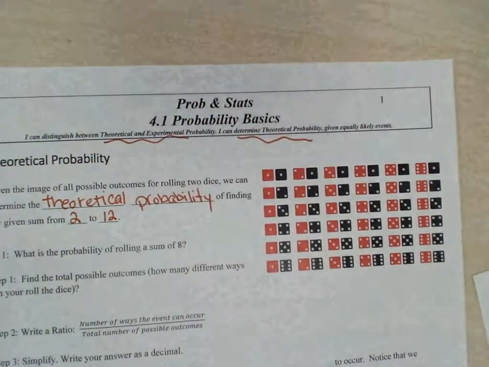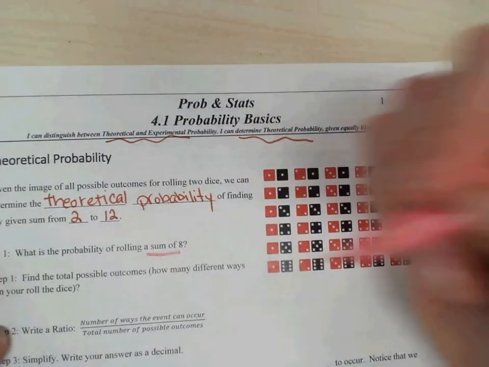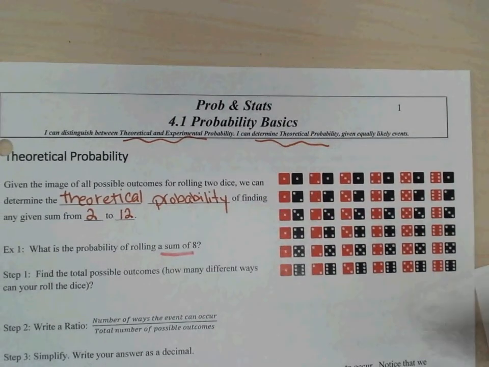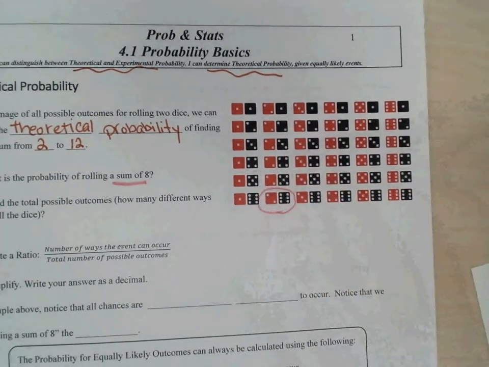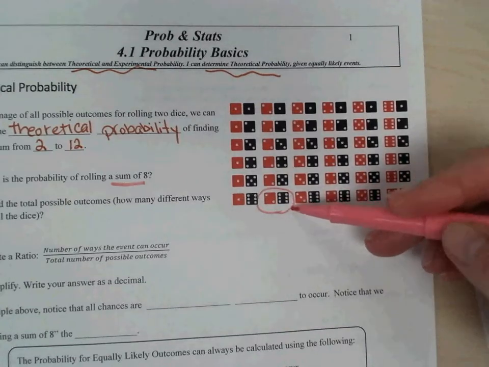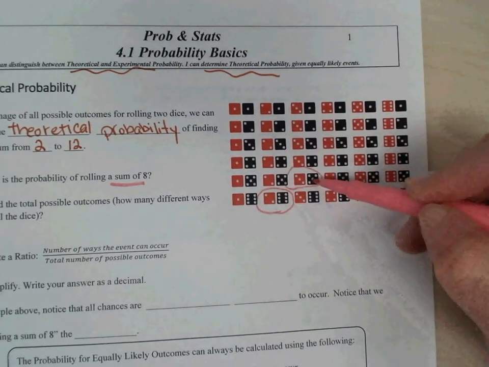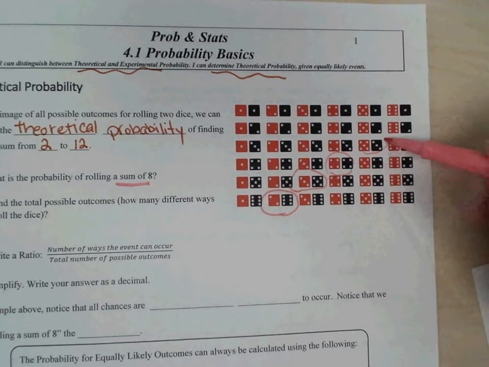Now this first example says, what is the probability of rolling a sum of 8? So, it's kind of nice. I already have the visual here of all the possible outcomes. So all I need to do is circle the ones that have a sum of 8. You'll notice this one right here has 2 plus 6 is 8. And then the one directly diagonal also is a sum of 8, 3 and 5. 4 and 4, 5 and 3, 6 and 2.